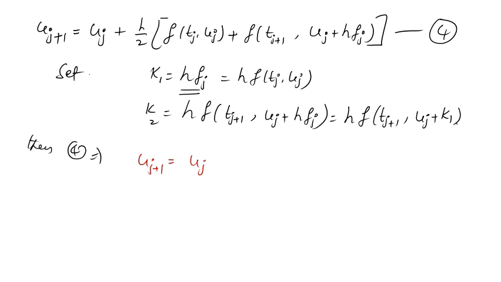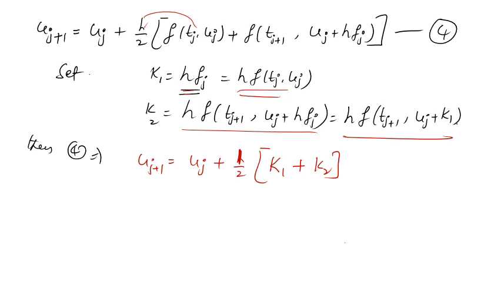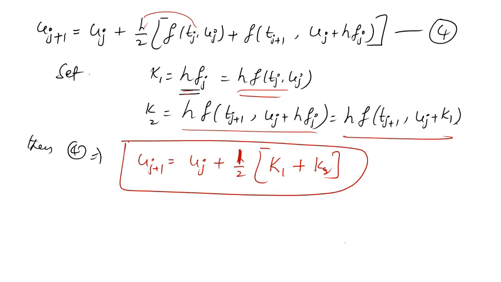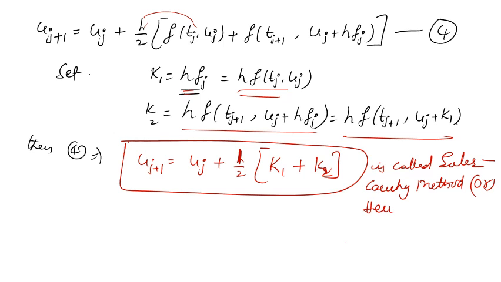4 becomes u_{j+1} equal to u_j + 1/2 into, what is the first one? Not h by 2, 1 by 2. 1/2 of h into this first one, which is k1, plus next one, h into this second part, which is k2. This is called the Euler Cauchy method or Heun method, or Runge Kutta second order method.